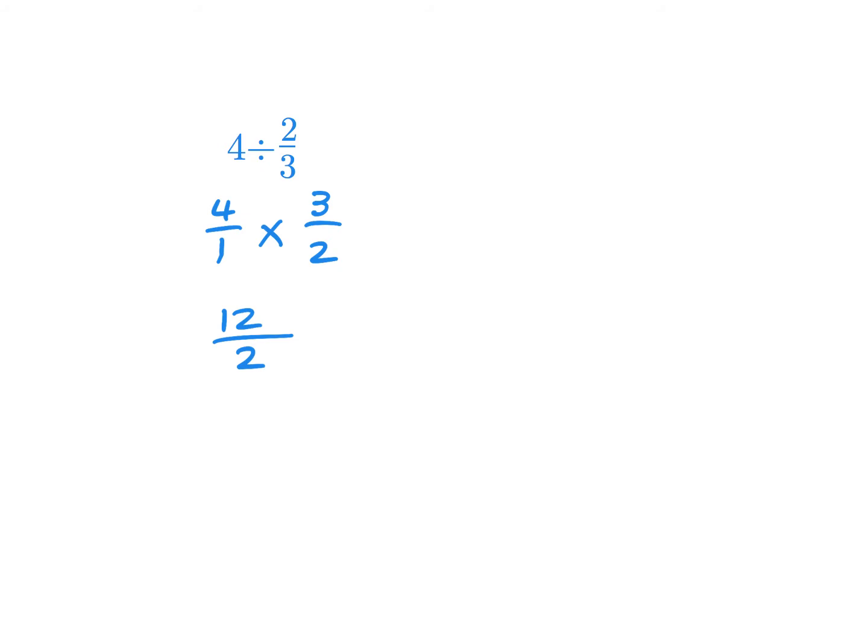I now have an improper fraction because my numerator is larger than my denominator, and I'm going to simplify that by dividing by 2. So 12 divided by 2 is 6, and 2 divided by 2 is 1. I still have a bit of a problem because I've still got an improper fraction. How many times does 1 go into 6? Well, it goes in 6 times, so my answer in fact is going to be 6, and we get that right.